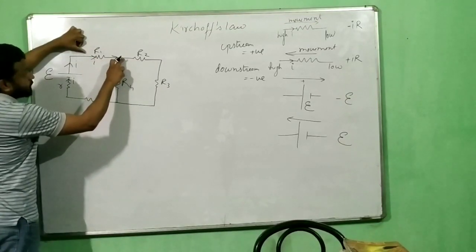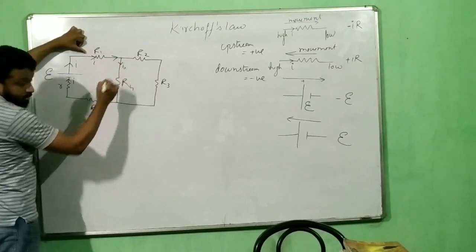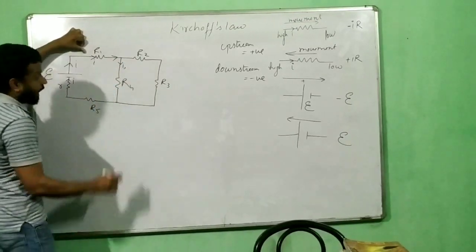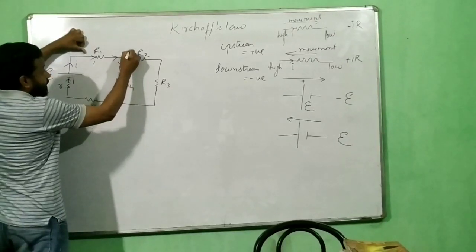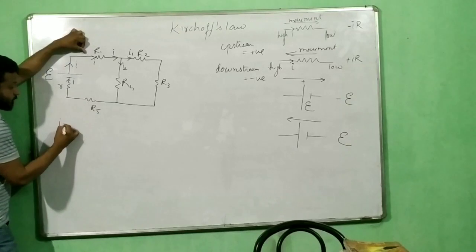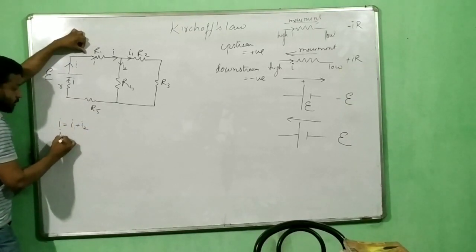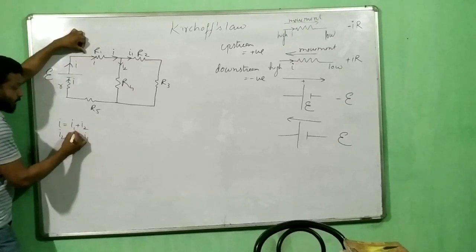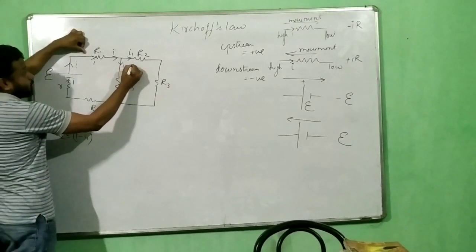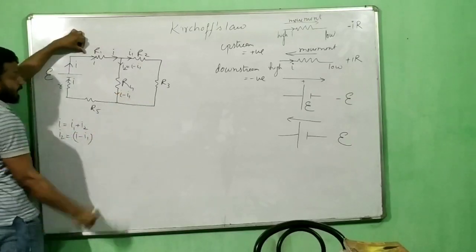Now you meet a junction over here. What will you do in the junction? You will consider this as I2 and this as I1, and immediately you will write the junction rule. What is the junction rule? Junction rule is I equals I1 plus I2. But hang on, what is I2? I can write I2 as I minus I1. So instead of writing I2, I will use I minus I1.